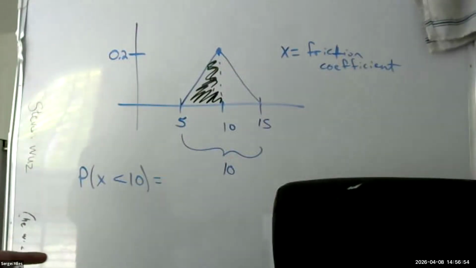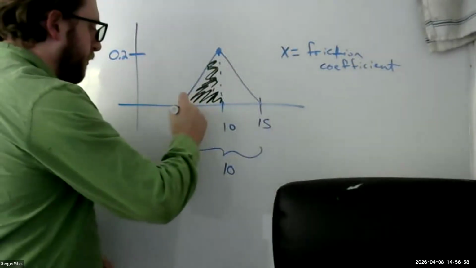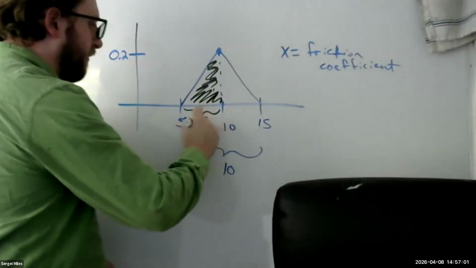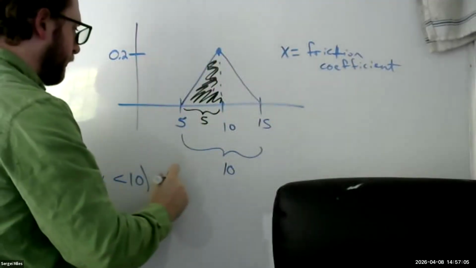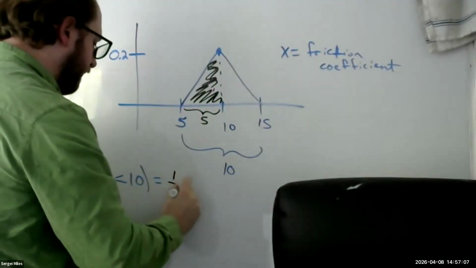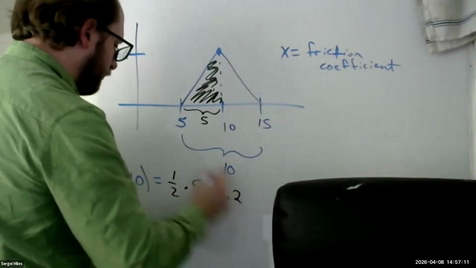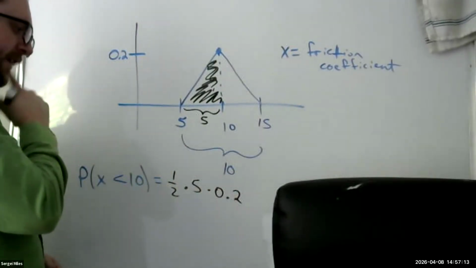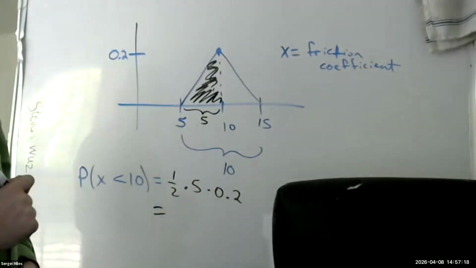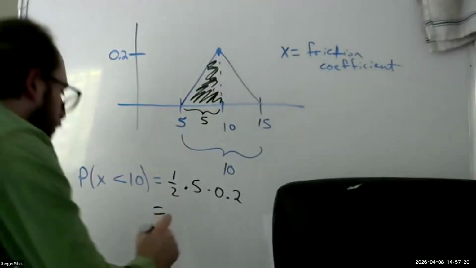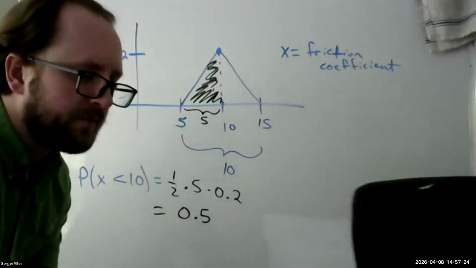Again, we know how to find the area of a triangle. Base times height divided by 2. The base now has a length of 5. The height is still 0.2, and so my answer will be 1/2 times 5 times 0.2, and that should come out to be 0.5 if you put that into a calculator, right?